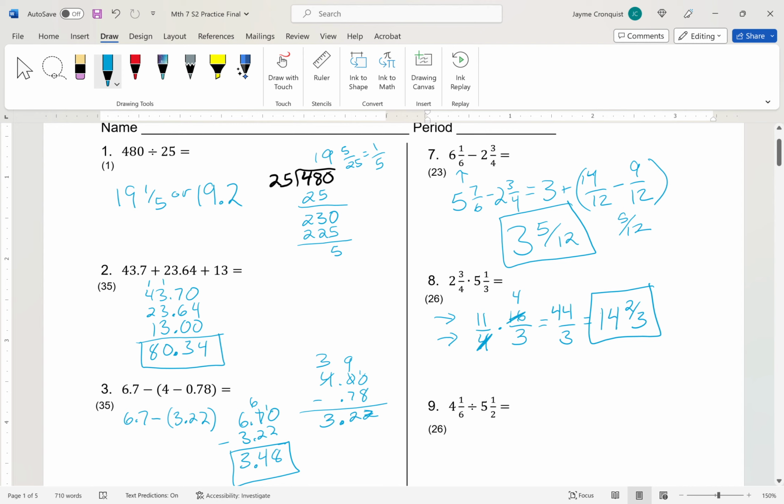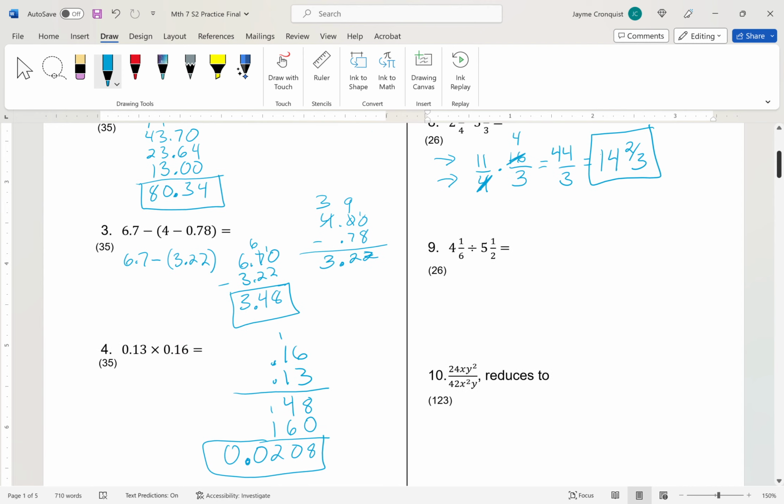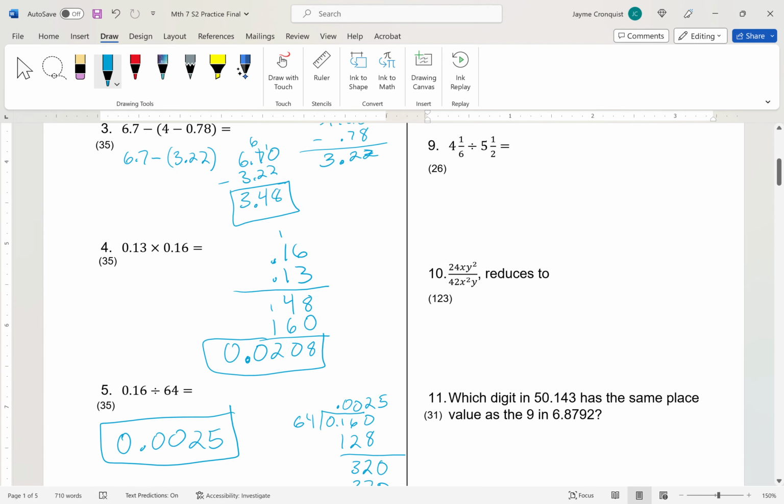Alright, we're looking at number 9. It's dividing, so again, make improper fractions from your mixed numbers. 6 times 4 is 24, plus 1 is 25 over 6. It's divided by 2 times 5 is 10, plus 1 is 11, 11 over 2. And now we flip the second term and we multiply it. So it becomes times, and the 2 is now in the numerator and the 11 is in the denominator.